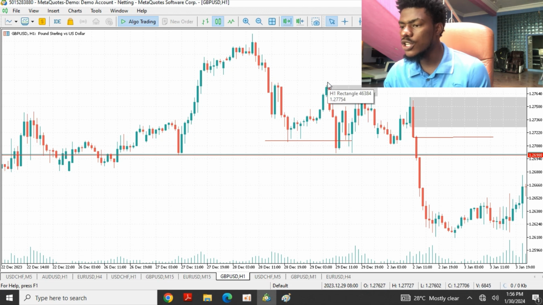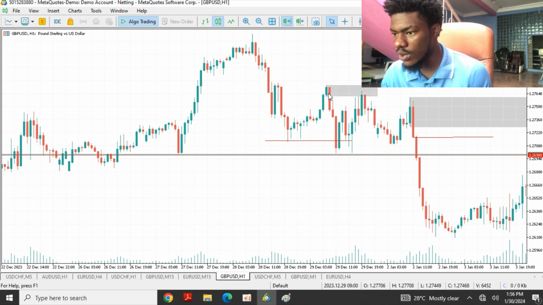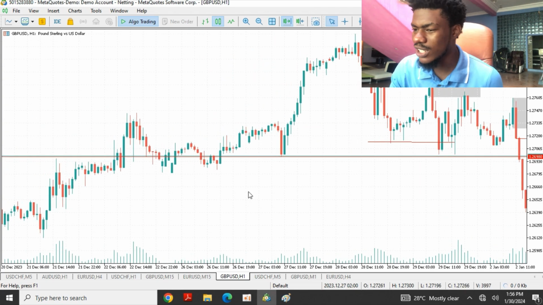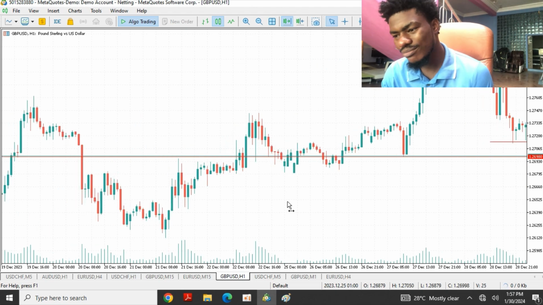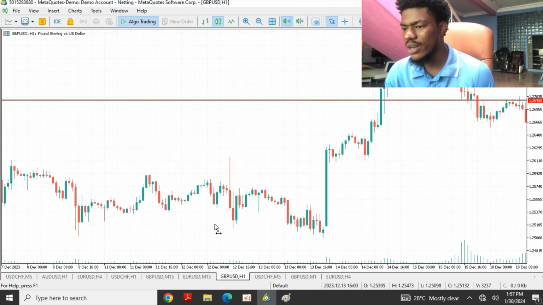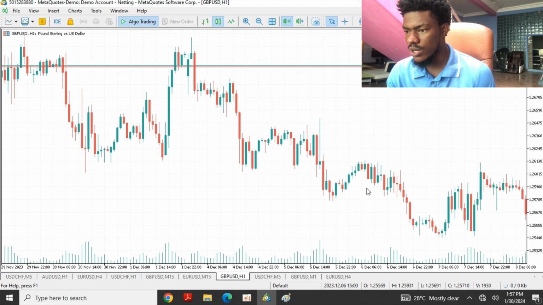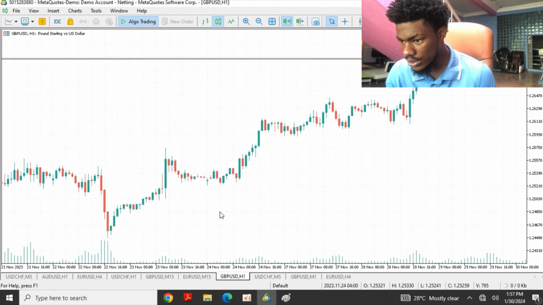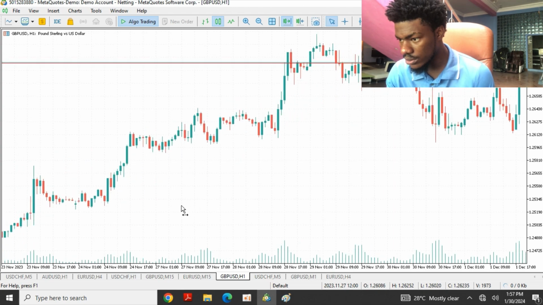And number four, it should be engulfed. So what happened? This candle engulfed this whole candle. All right. So that's basically it. So let me look for an example of one bullish order block. All right. For a bullish order block, let's look for a bullish trend. Okay, this is a bullish trend now.